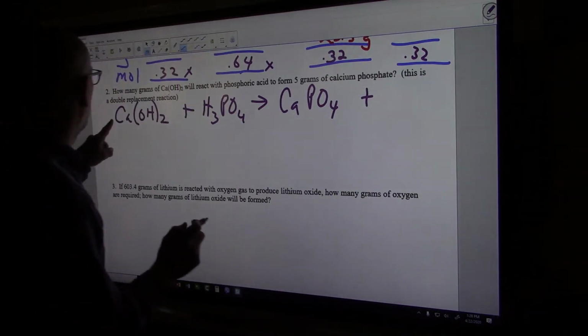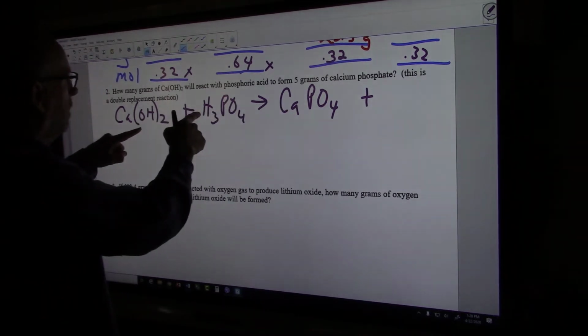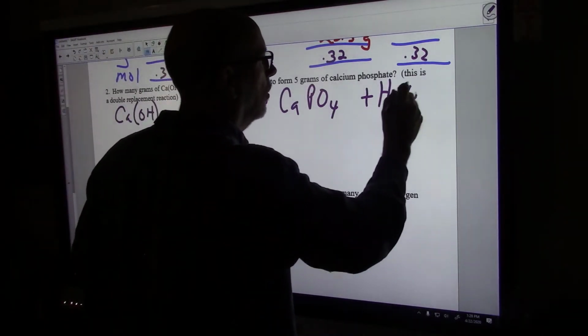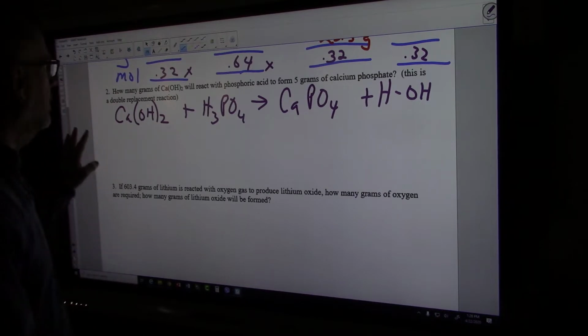We also have, so the calcium, got it. Phosphate, got it. Hydrogen, it's not over there. And OH, hydroxide, that's not there either. H-O-H. All right. Let's see if we have these equations done right.